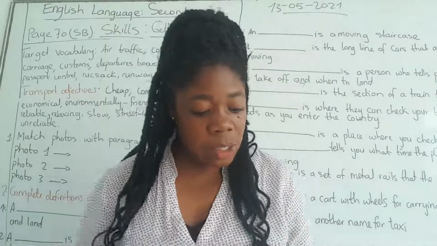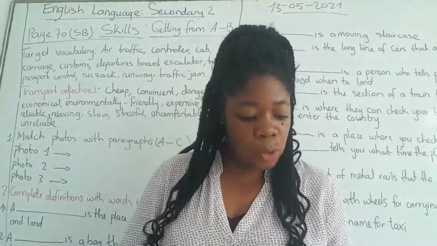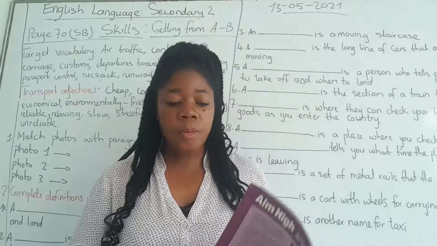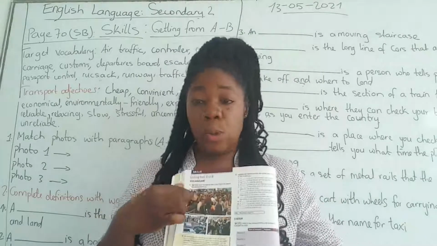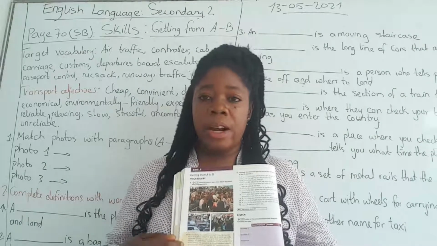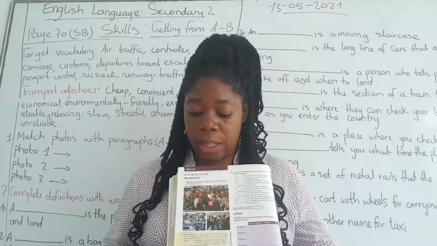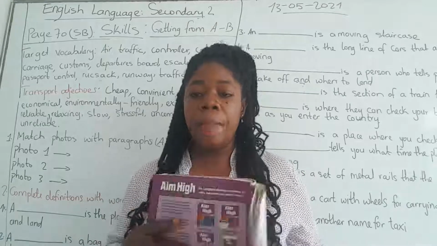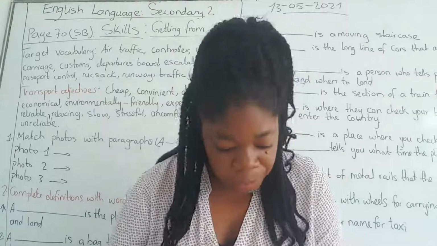Question 1 says we should read the text and match the photos with paragraphs A to C. Here are the photos. Photos number 1, 2, and 3. And we have 3 paragraphs here. We will read this text and match the paragraphs to these pictures that we see there. So let's read the text.